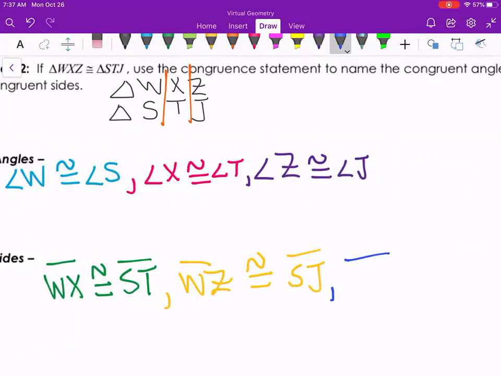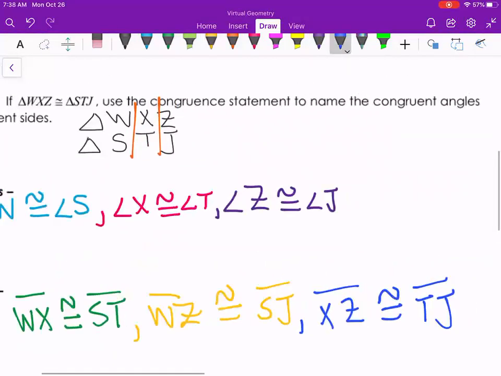All right, and then we'll do our last one. Segment, so I've done first and second, first and last. Now let's do second and third, our last two letters. X and Z is congruent to segment TJ. All right, so now guys, you've seen how you can use your congruent statements to make all your different matching pairs. Find all your congruent angles, find all your congruent sides.